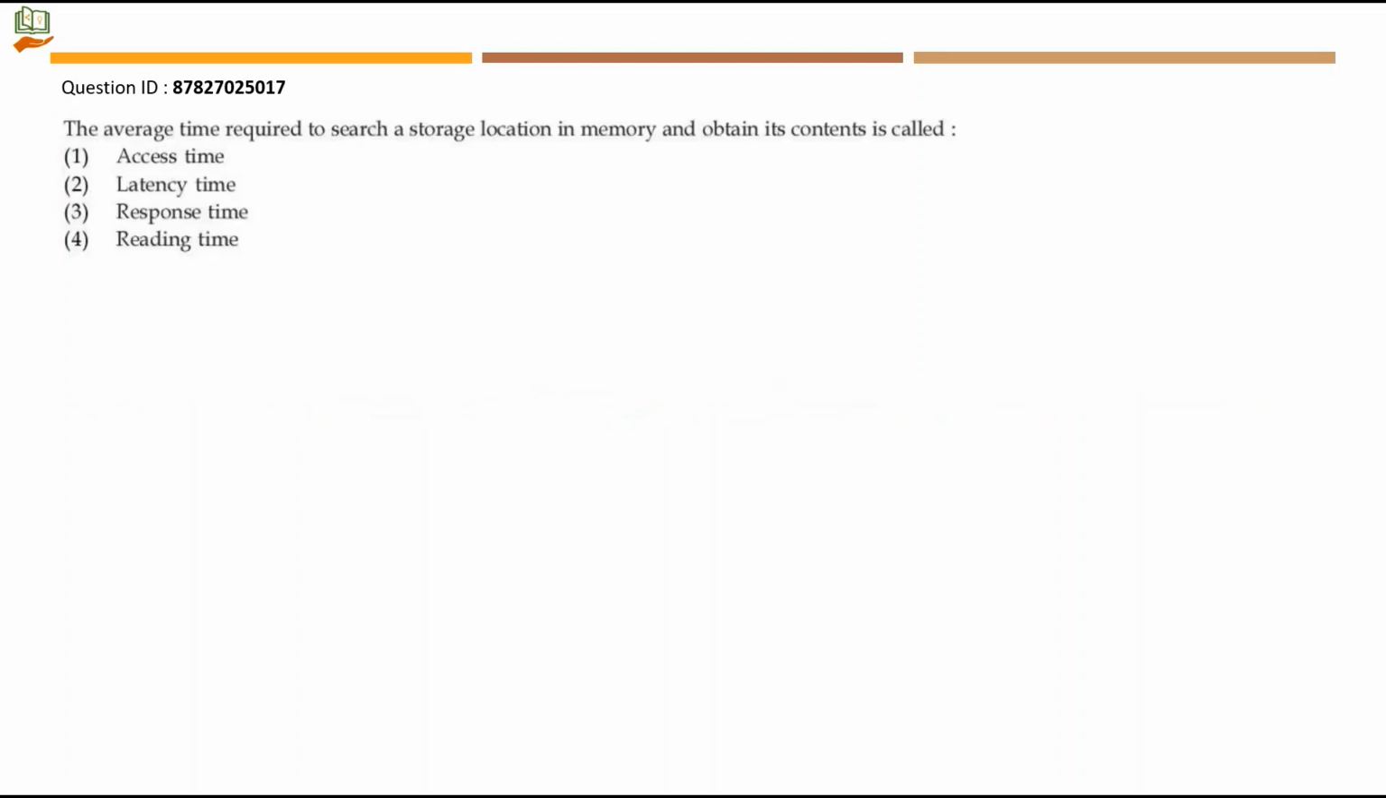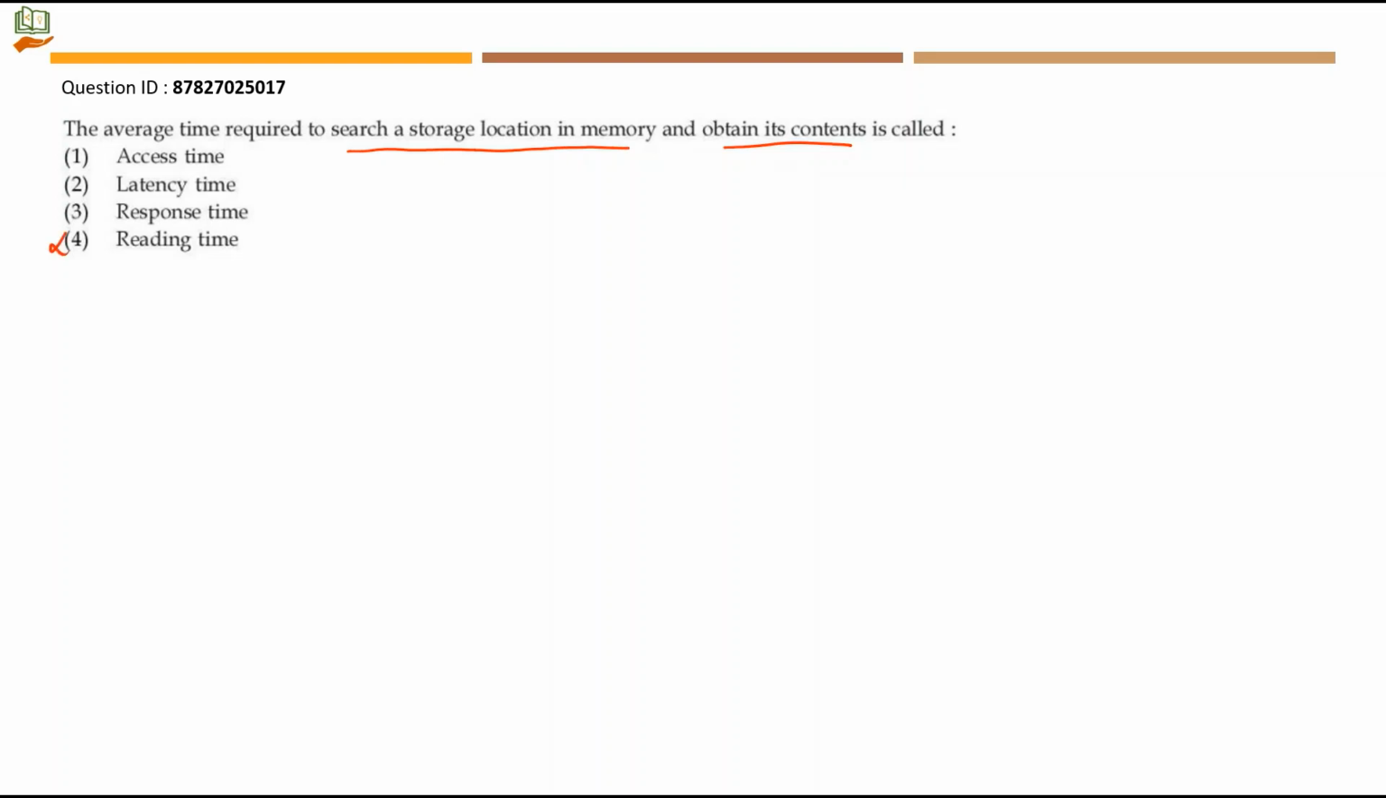Next question. The average time required to search a storage location in memory and obtain its contents. So there are two processes here. One is to search the storage location in the memory and the other is to obtain its contents. There are 4 times given here. Reading time doesn't apply to the context of OS or computer system architecture, so we can easily rule out option number 4.